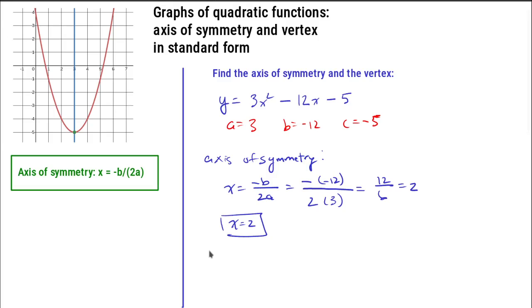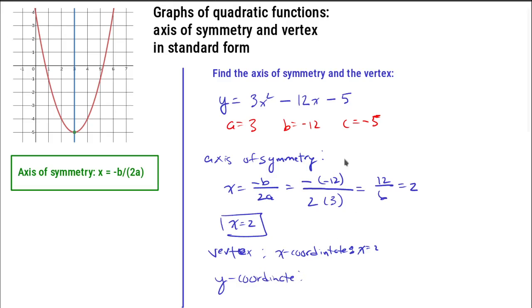Now if we want to find the vertex, the vertex is on the axis of symmetry, which means that its x-coordinate is whatever we just found in this equation here. So the x-coordinate is 2. We don't have to do any more work for the x-coordinate. Once we know the axis of symmetry, we know what the x-coordinate of the vertex is. The y-coordinate, we're going to have to work a little bit.